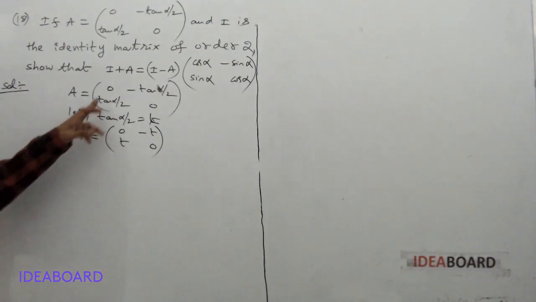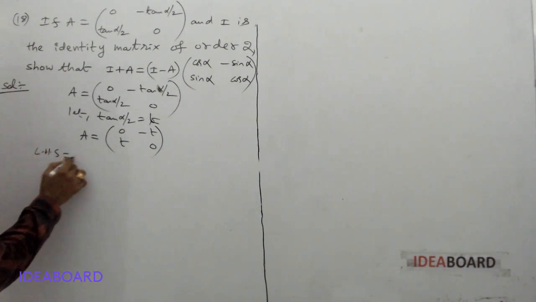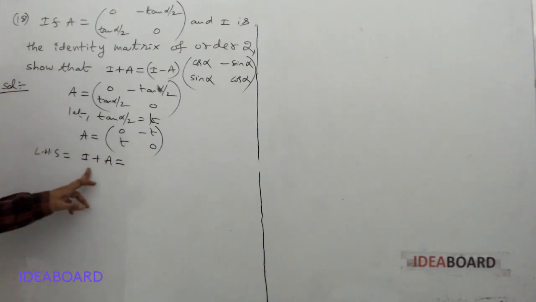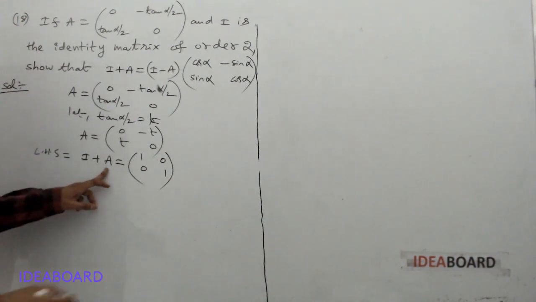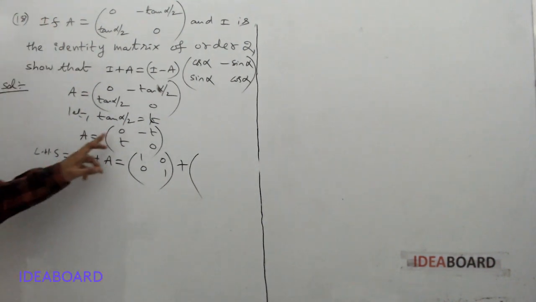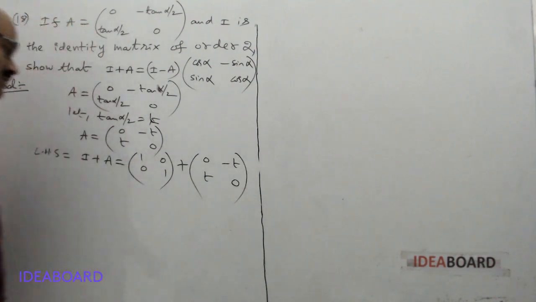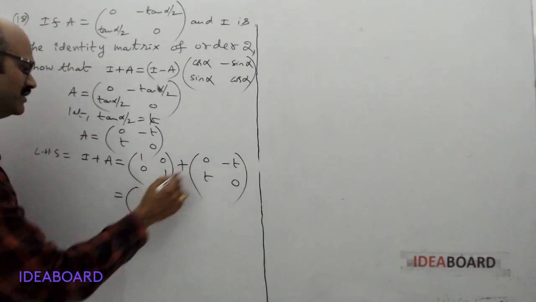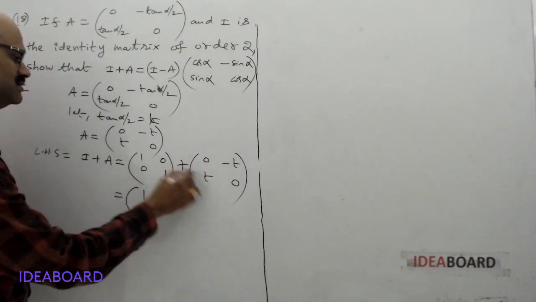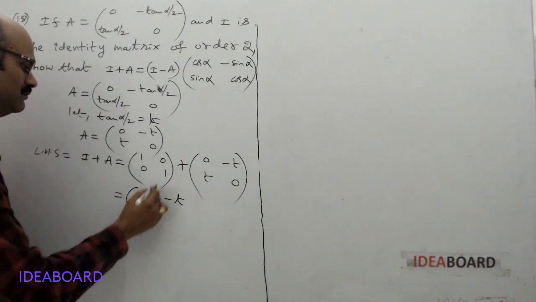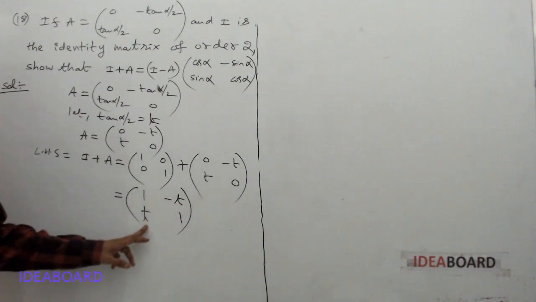Now take LHS. LHS equal to I plus A. We know that the matrix I equal to 1 0 0 1 plus the matrix A equal to 0 minus t, t, 0. So it is equal to 1 plus 0 equal to 1, 0 plus minus t equal to minus t, 0 plus t, 1 plus 0, 1. So now LHS equal to 1 minus t, t, 1.